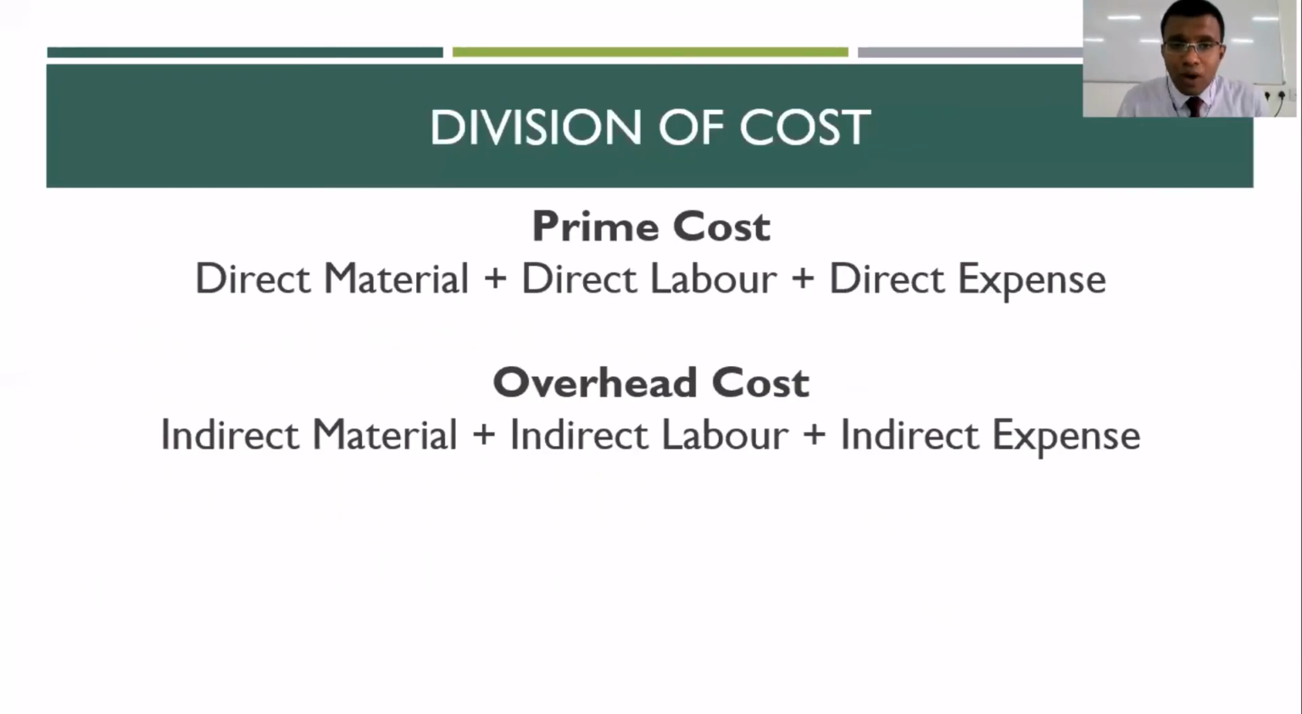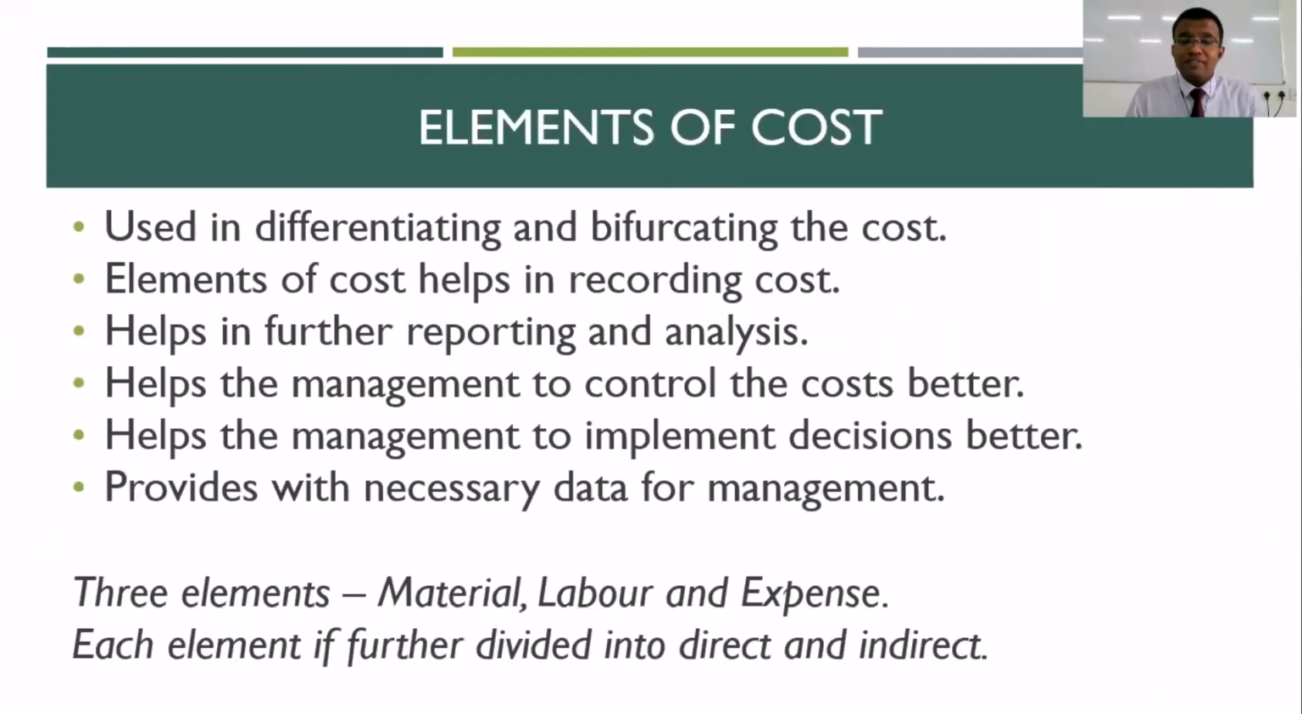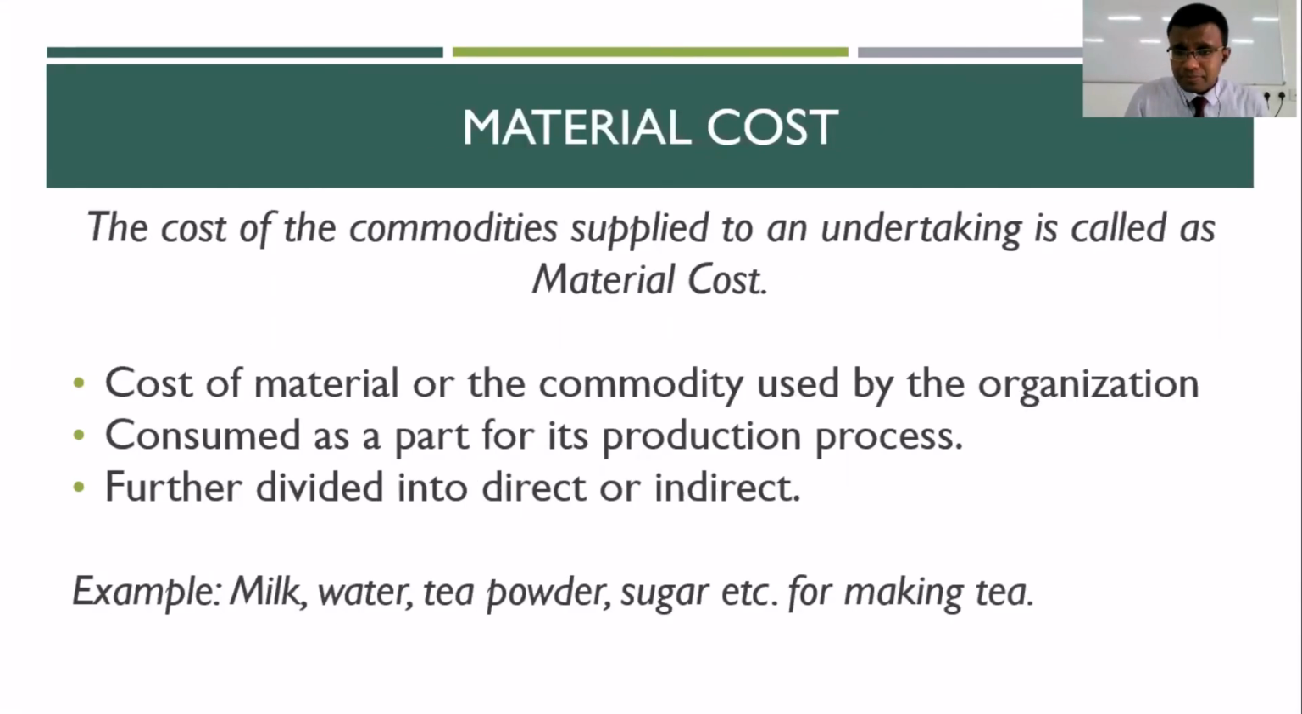So before we wind up this session, let us do a quick recap of what we have learned. We learned elements of cost. We saw that elements of cost are used in differentiating or bifurcating the cost. It will help you to record cost better. It will help your management to function effectively or smoothly. We saw there are three elements: material, labor, and expense. And we saw that each of these can be further divided into direct as well as indirect.